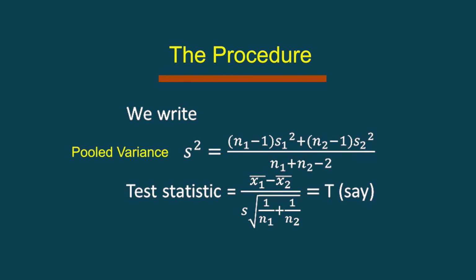We have s1 square, the first sample variance. We have s2 square, the second sample variance. Now we pool s1 square and s2 square to get the pooled variance, which we denote by s square.